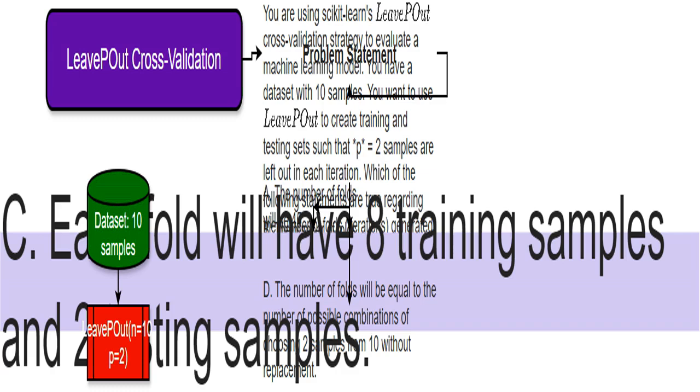Okay, so we're working with a dataset that has 10 samples. This is our starting point, the size of our data pool for the machine learning model. This number is crucial for determining the number of iterations in our cross-validation process.